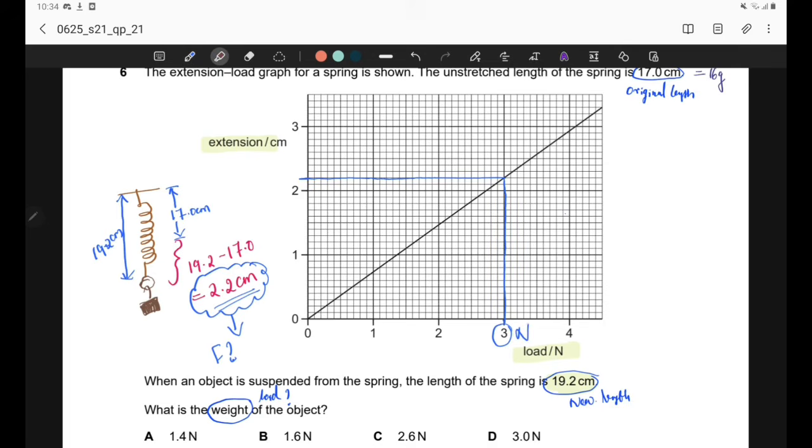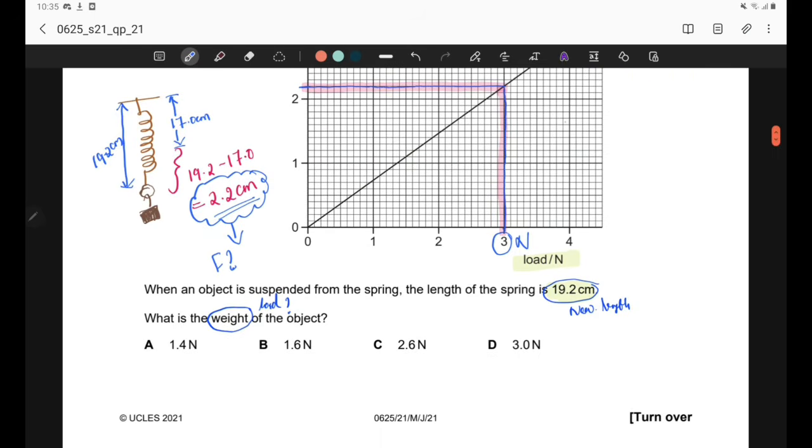So we just need to check the extension. Once we calculate the extension by subtracting the new length minus original length, look at the graph and find the force value corresponding to this extension. So the load is 3 Newton. Therefore, the correct answer is option D.